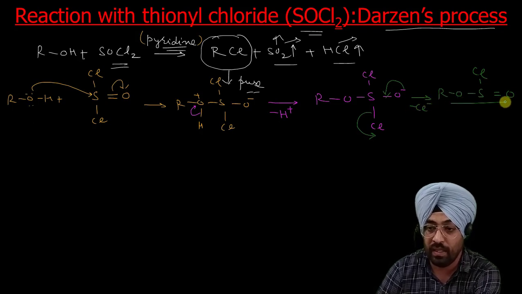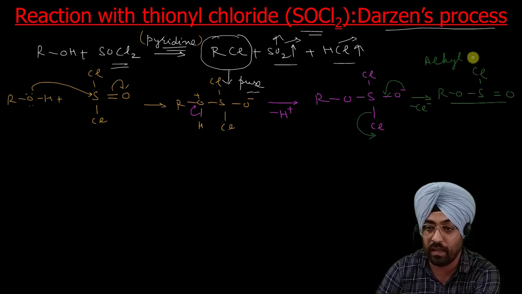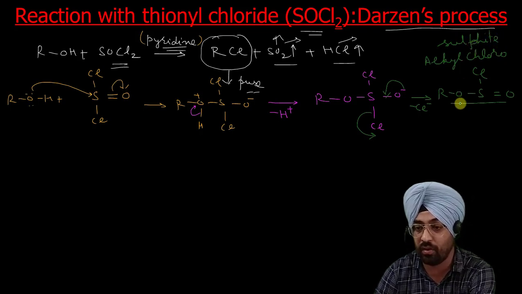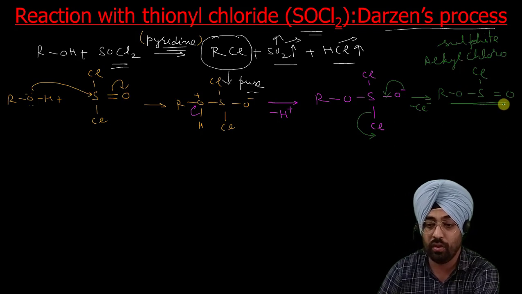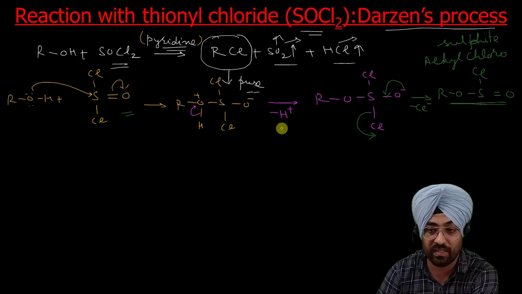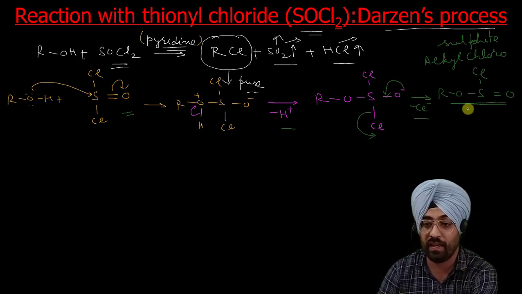This is called alkyl chlorosulfite. That is the name of this product, alkyl chlorosulfite. During the formation of alkyl chlorosulfite, this HCl is produced. Now let us see what is the next step.